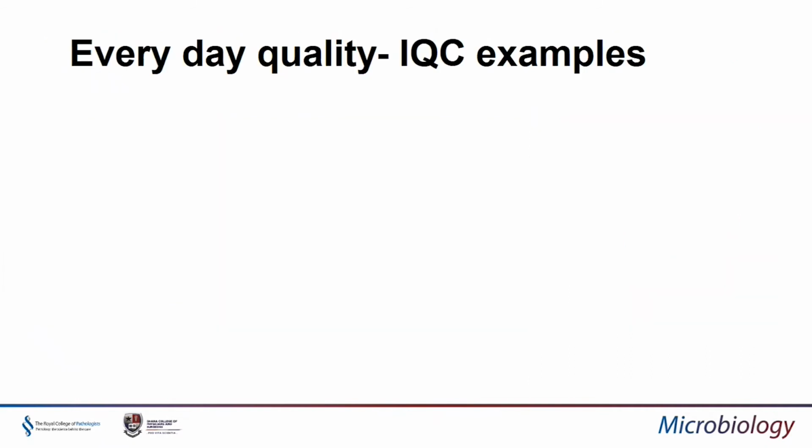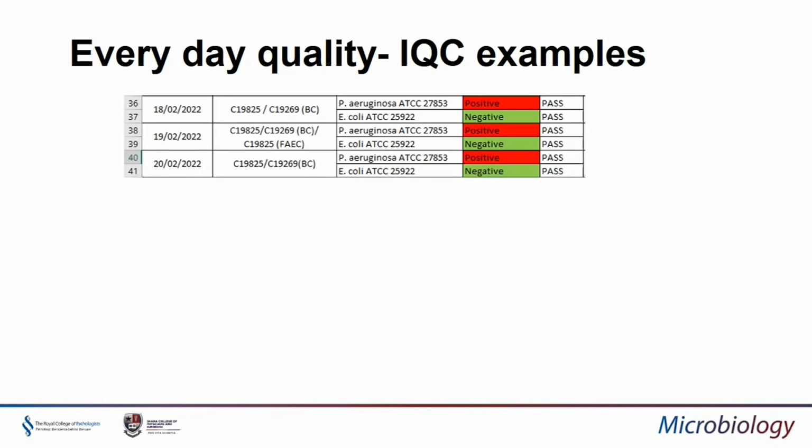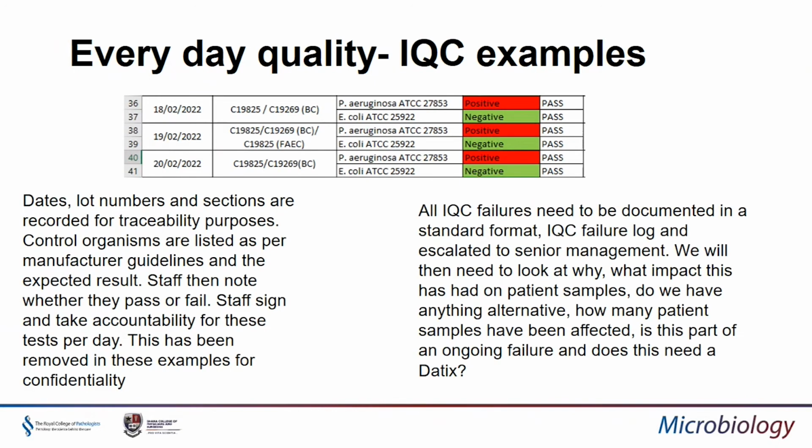So, everyday quality. This is just some examples I put in for IQC. This is for our oxidase reagent, for Pseudomonas aeruginosa and E. coli. So we have positive and negative controls, and the staff document whether it is passed or failed. There is a column that they'll sign next to it, but I've removed that for confidentiality purposes. The dates need to be recorded, the lot number, and what section in the lab is being used, for traceability. The control organisms listed are as per the manufacturer guidelines, with the expected result.